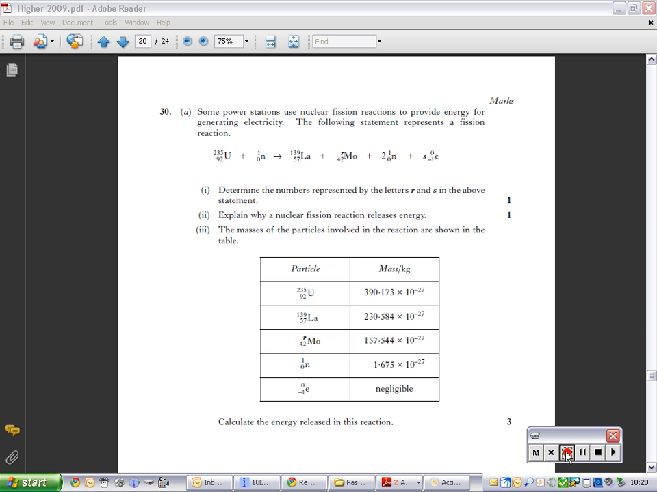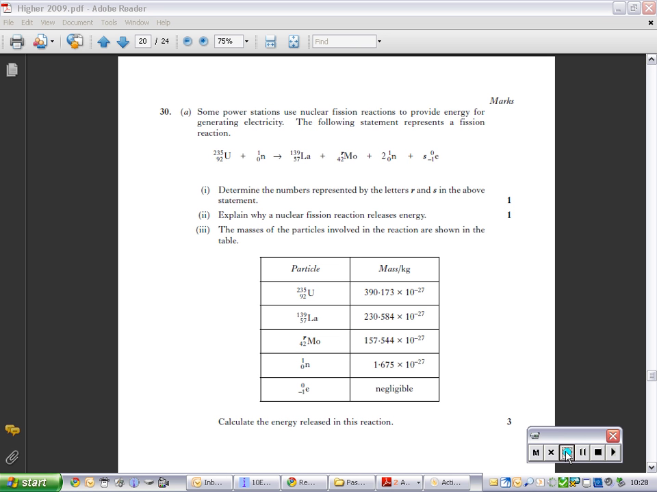Mass defect releases energy. I'll have to check the answer scheme for this. Just double check. Then it's the third part here that's the most important. It's the bit that we really need to focus on. The masses of the particles involved in the reaction are shown in the table. Calculate the energy released in the reaction.